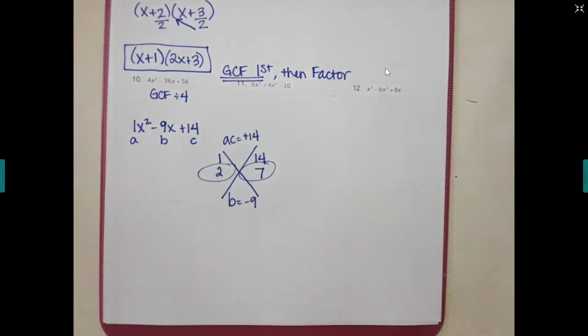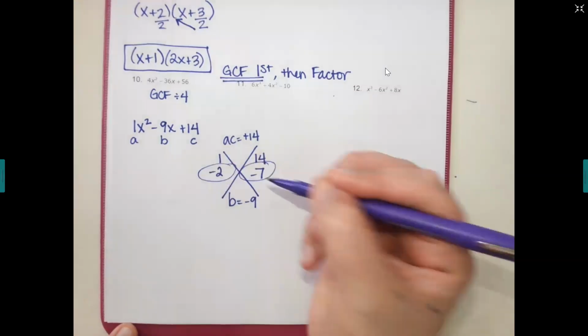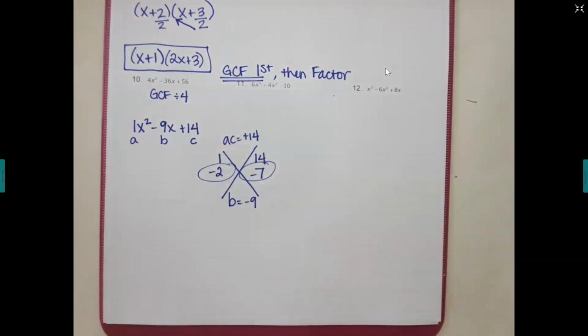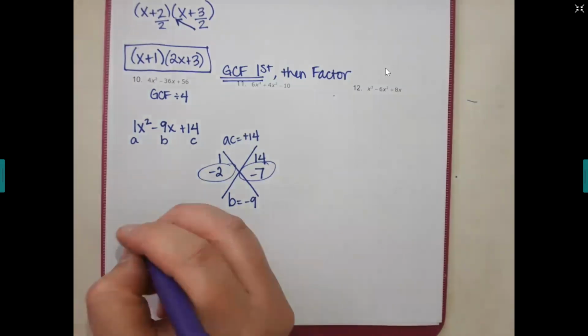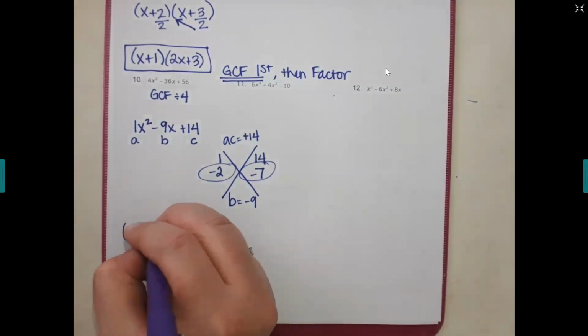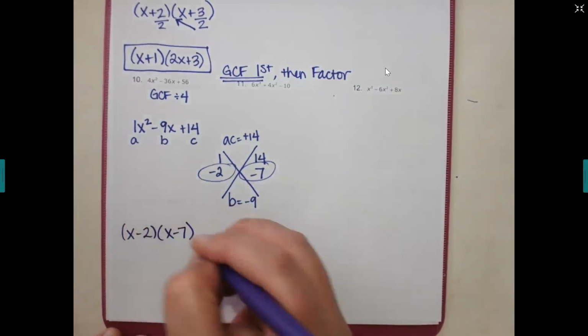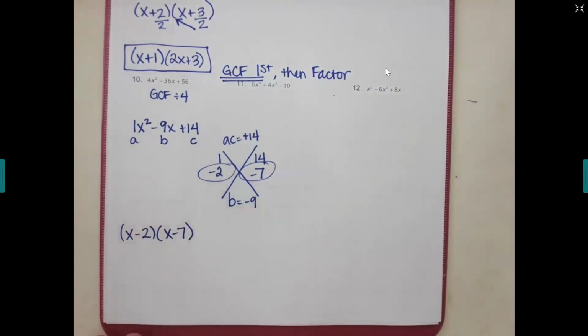Okay, so if you borrow $2 from me, and then the next day you borrow 7 more, now you owe me $9. So if it's an addition, they have to both be negative in order for you to get a negative. Okay, then from there, set up your factors. I'm going to have an x minus 2 and an x minus 7. Is my A a 1? I'm done.